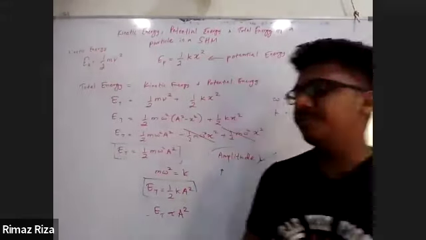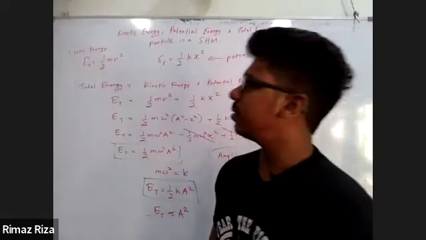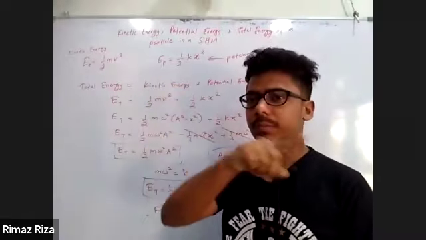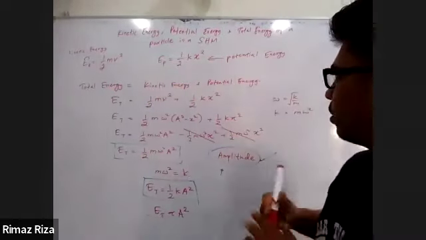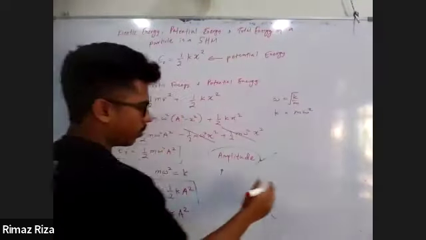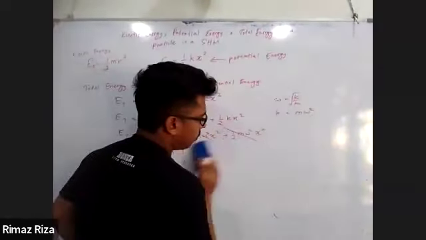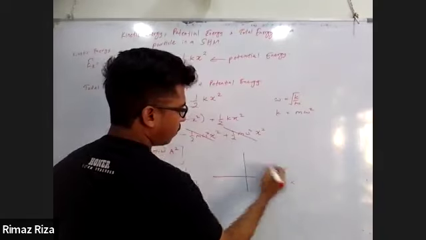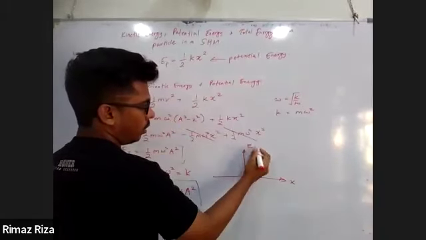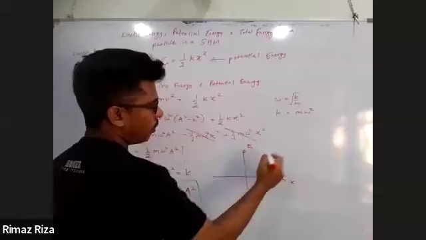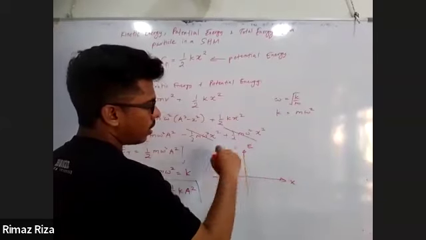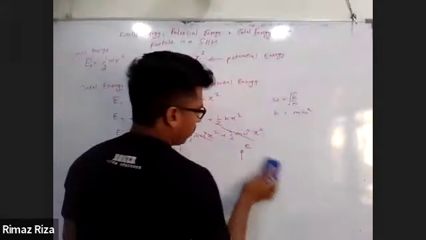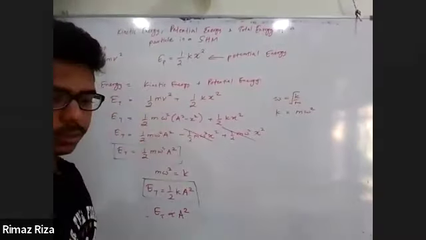I give you 3 minutes. You have to draw all three graphs in the same coordinate system. This is displacement, and this one is energy. So show how the total energy varies, how the kinetic energy varies, and how the potential energy varies. Start.